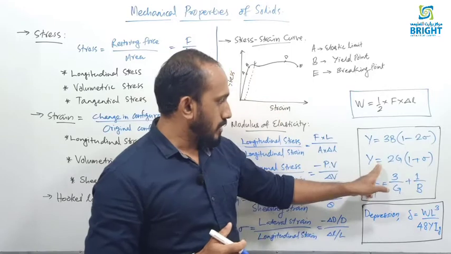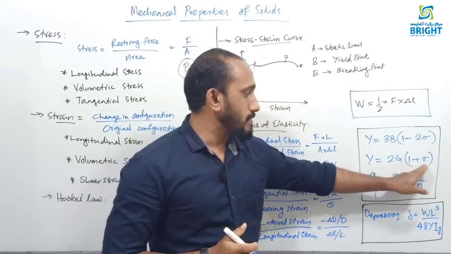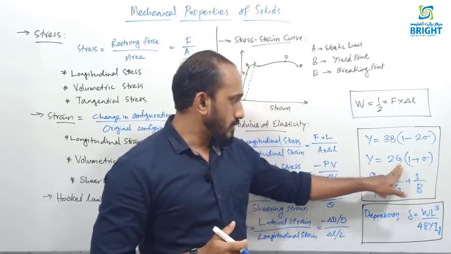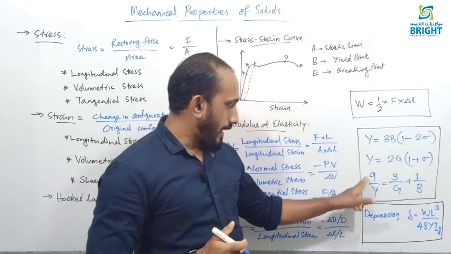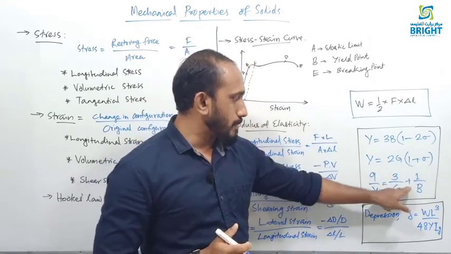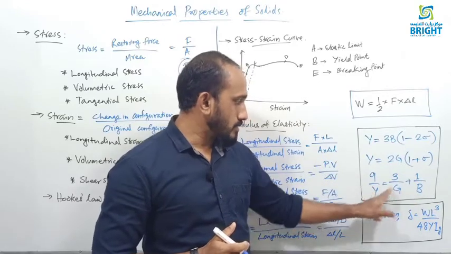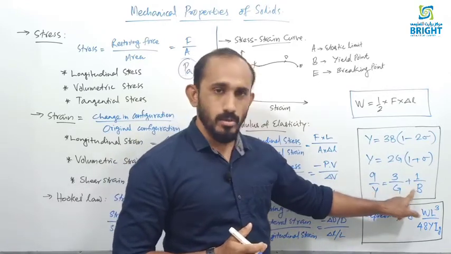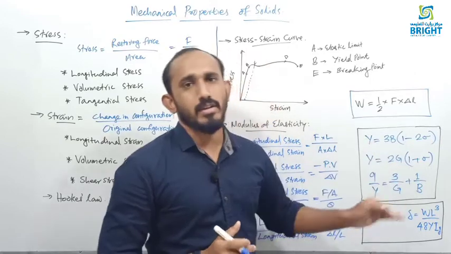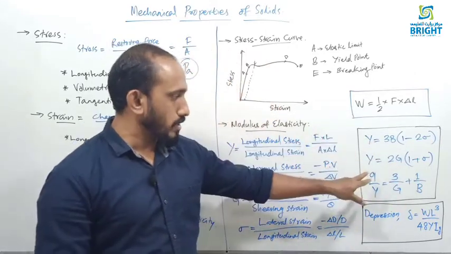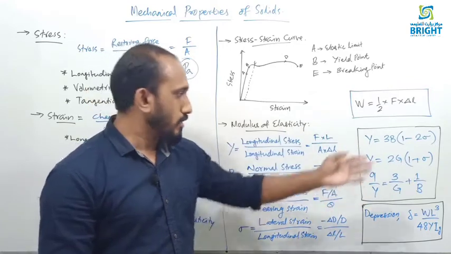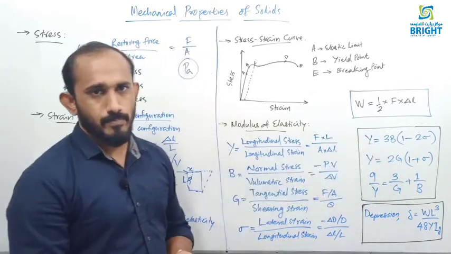Another one, Y is equal to 2 into G into 1 plus sigma: Young's modulus, rigidity modulus, and Poisson's ratio. Then 9 by Y is equal to 3 by G plus 1 by B: Young's modulus, rigidity modulus, and bulk modulus. So these three give you the different ratios. Based on these relations, you can link them. If two are there, the third one you can find out. It will be helpful for you to make use of.